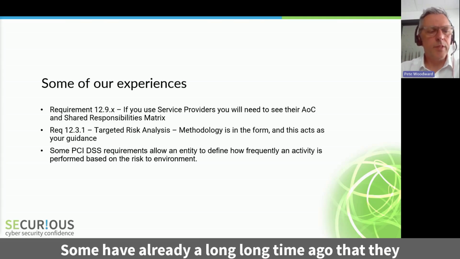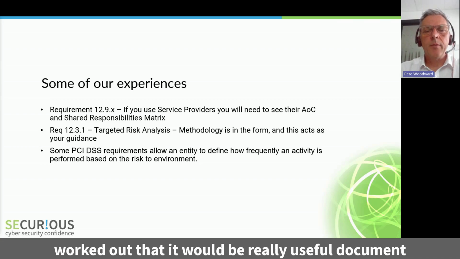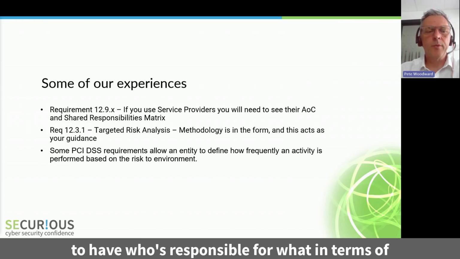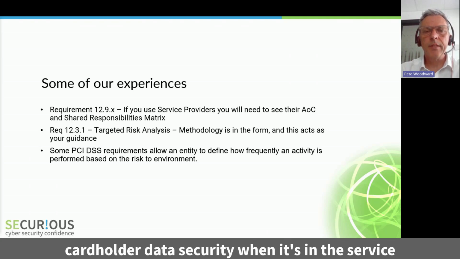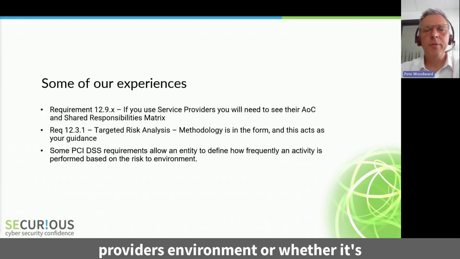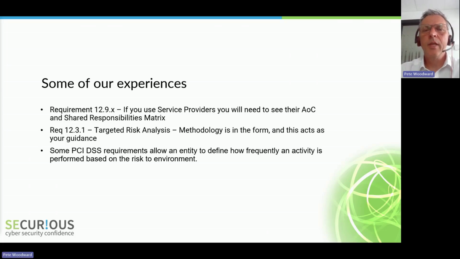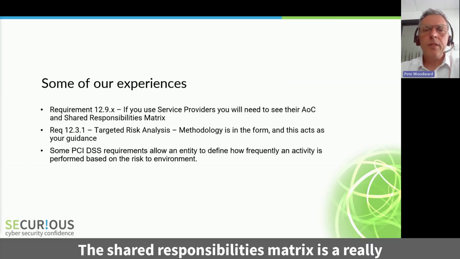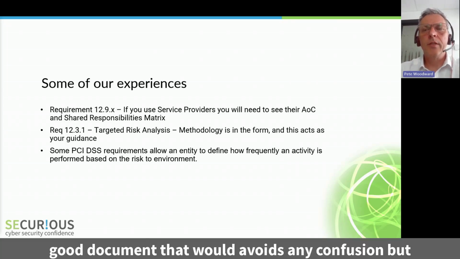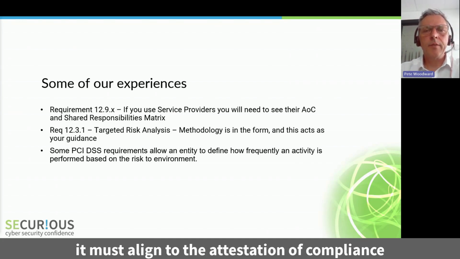Some worked out a long time ago that it'd be a really useful document to have, showing who's responsible for what in terms of cardholder data security, whether it's in the service provider's environment or in the client's environment. So the shared responsibilities matrix is a really good document that would avoid any confusion, but it must align to the attestation of compliance.